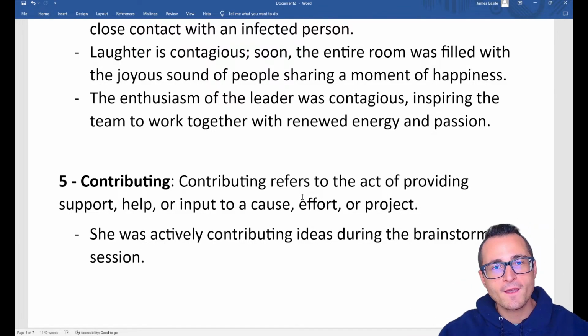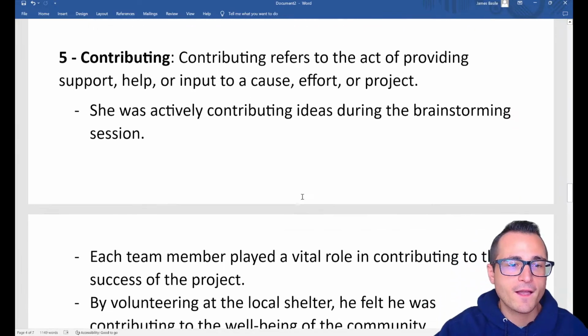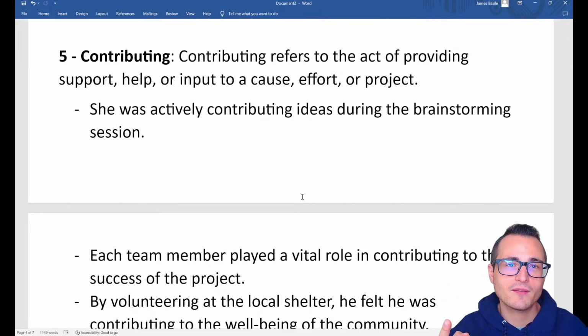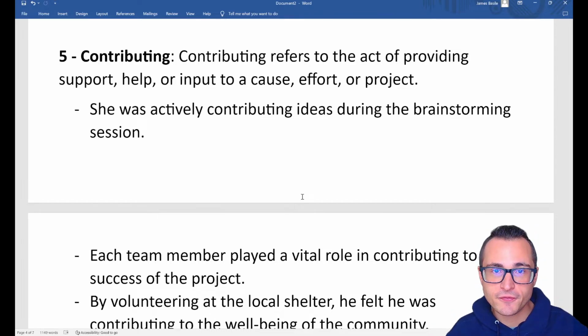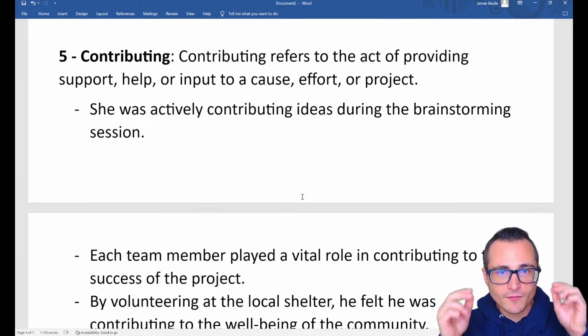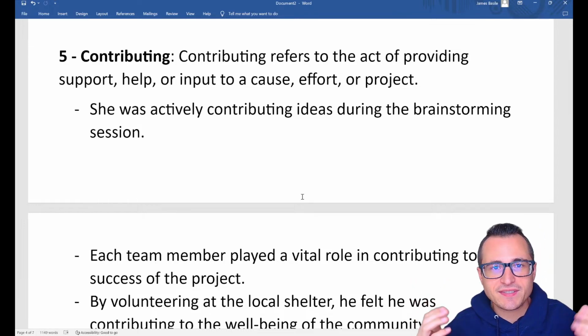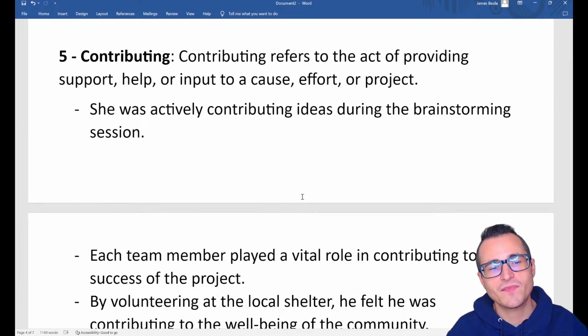Number 5, contributing. Contributing refers to the act of providing support, help, or input to a cause, effort, or project. So, what are some sample or example sentences with contributing?